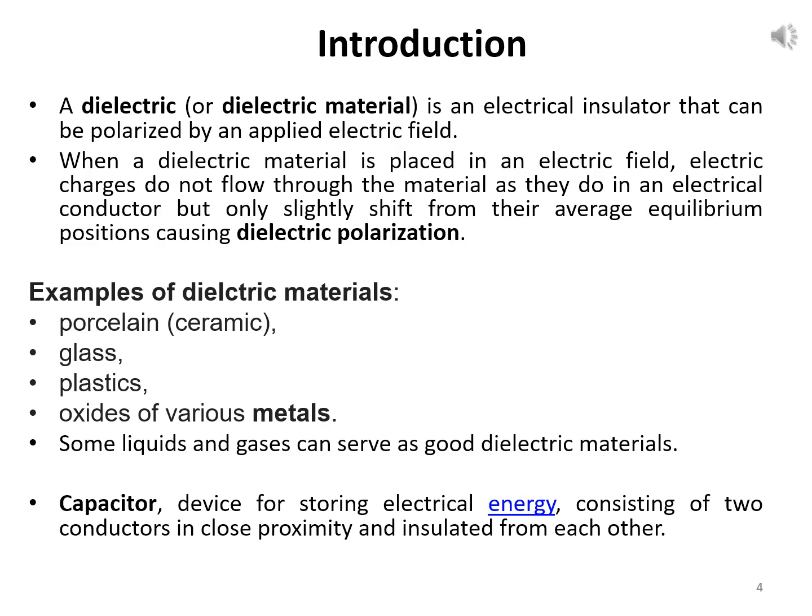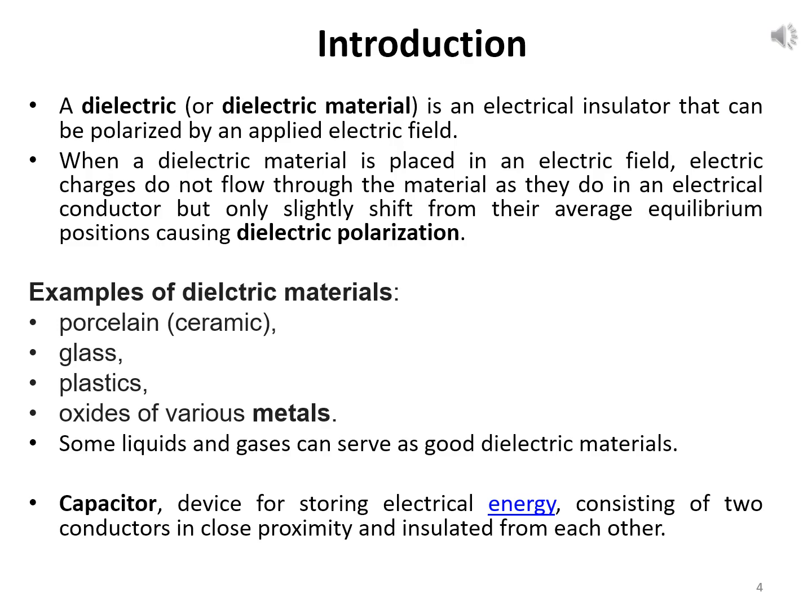A dielectric or dielectric material, we can say, is an electrical insulator that can be polarized by an applied electric field. When we apply an electric field to an electrical insulator, that material could be polarized. So when a dielectric material is placed in an electric field, electric charges do not flow through the material as they flow in an electrical conductor.